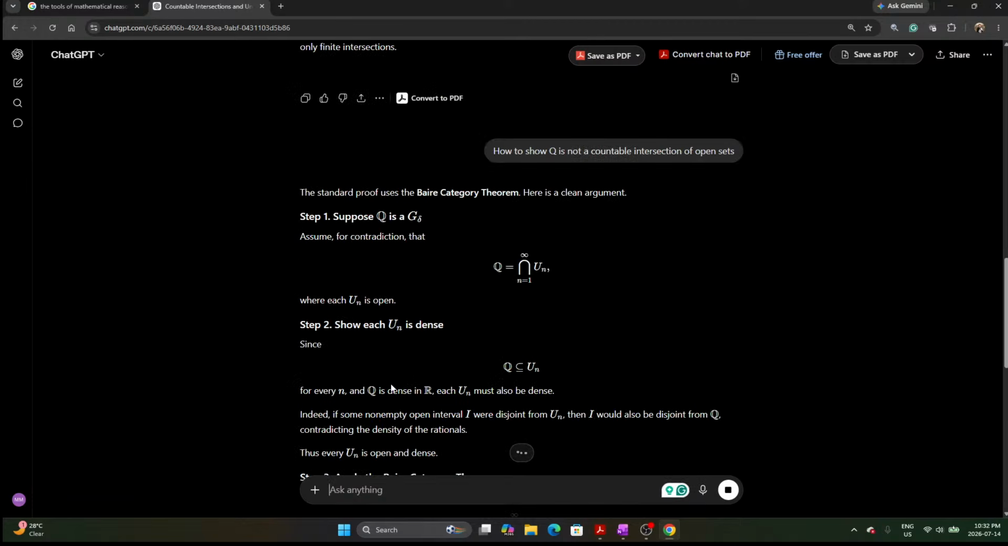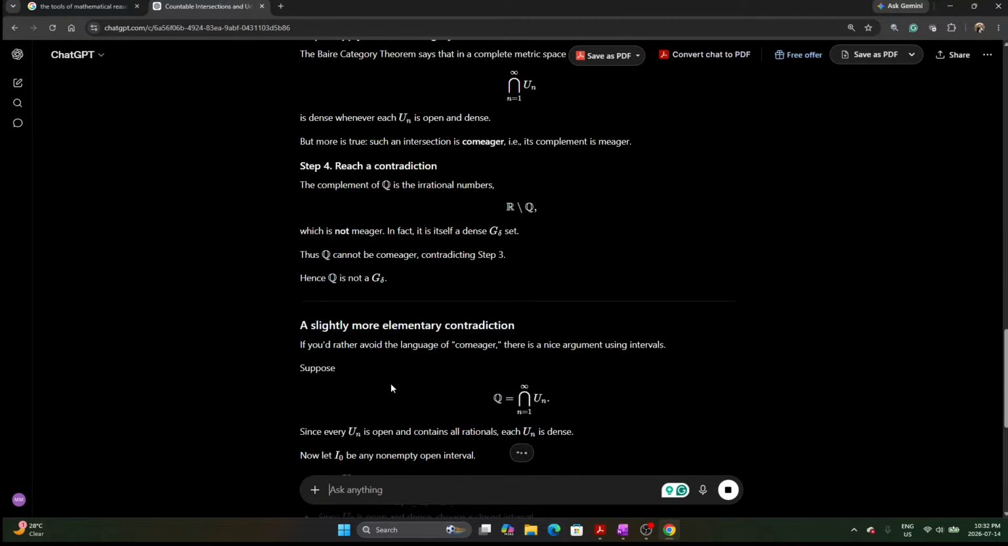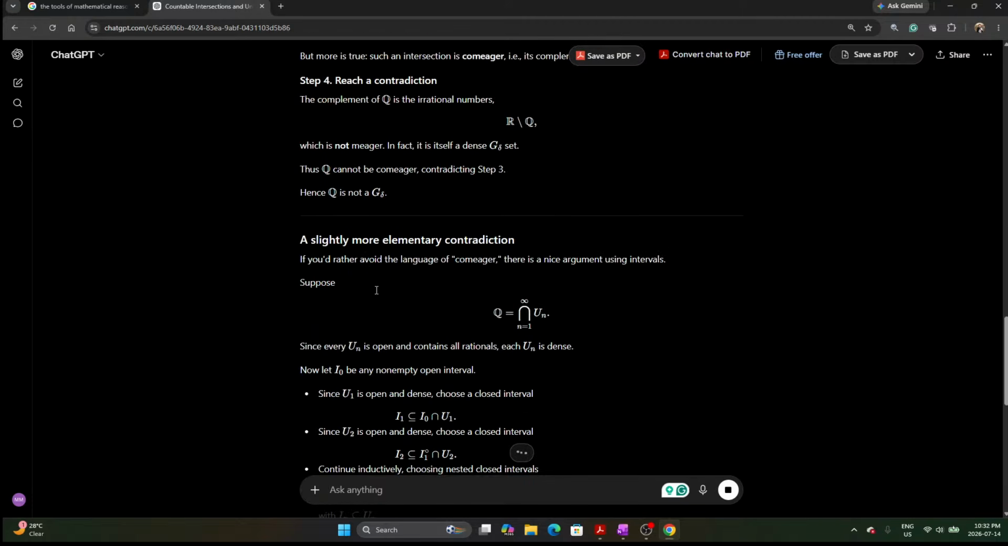The standard proof uses Baire category. Is there a more elementary argument? If you would rather avoid the language of Baire category, there's a nice argument using intervals. Suppose Q is the countable intersection of the U_n. Since every U_n is open and contains all the rationals, each U_n is dense.